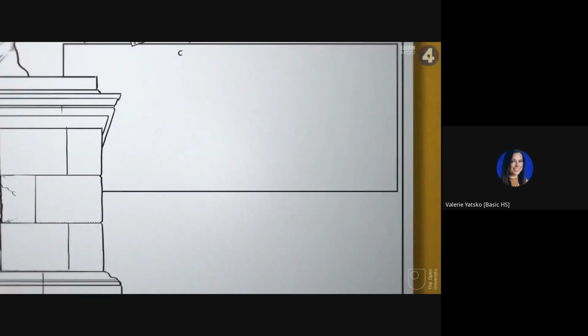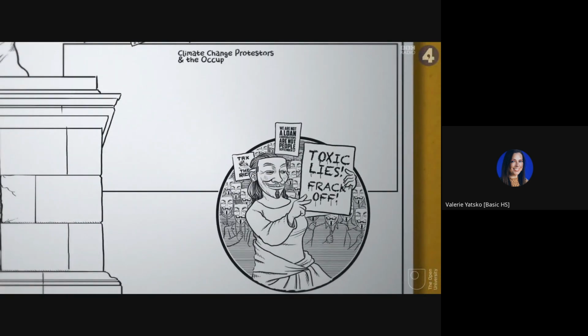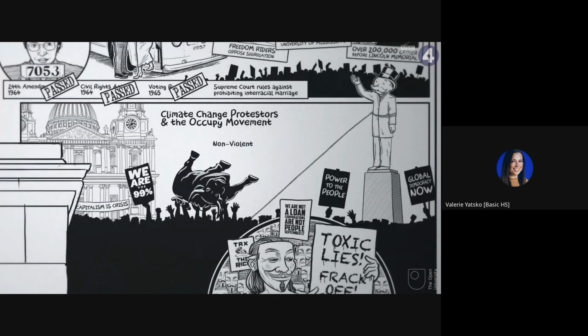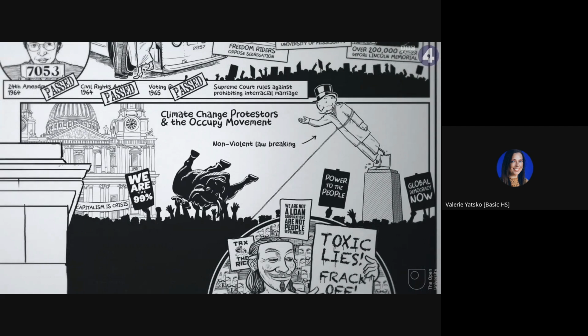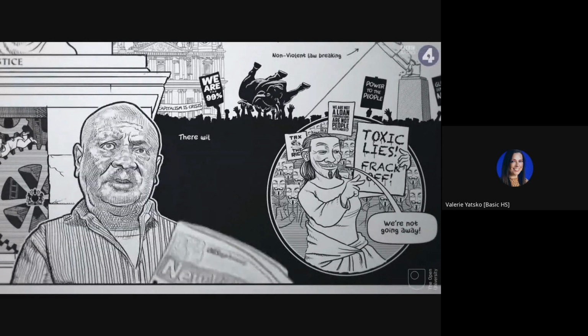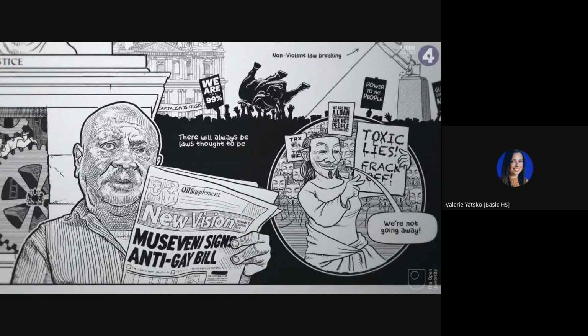More recently, climate change protesters and the Occupy movement have taken on the fight for justice through non-violent lawbreaking. It's clear that civil disobedience isn't going to go away. There will always be laws that are thought to be unjust in every society across the globe.